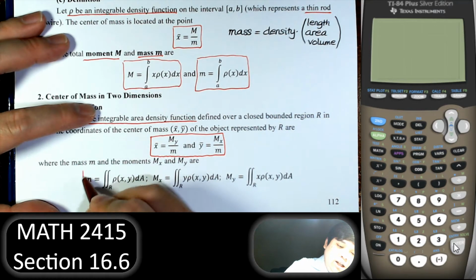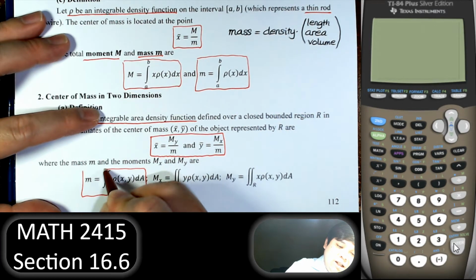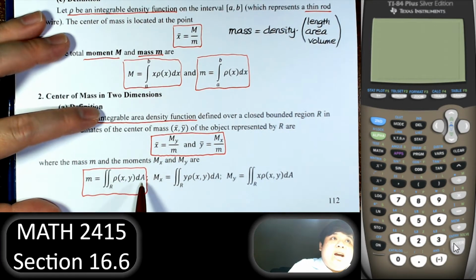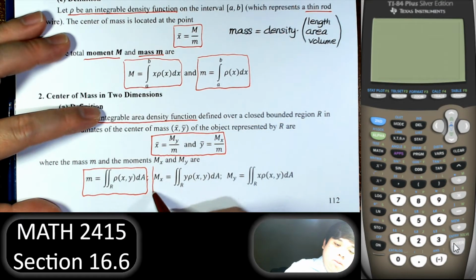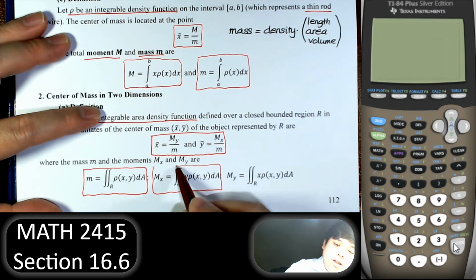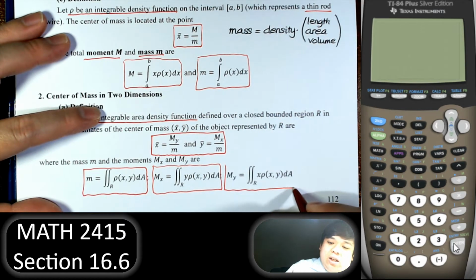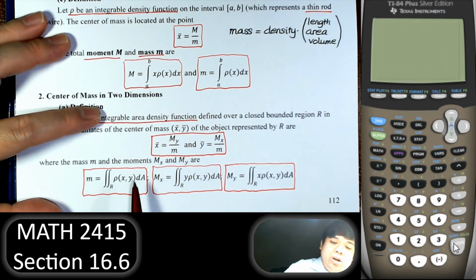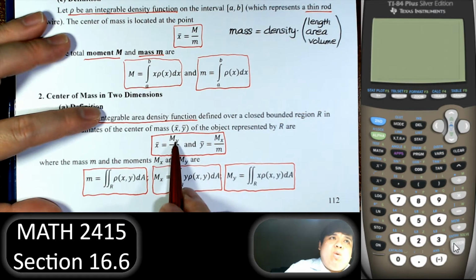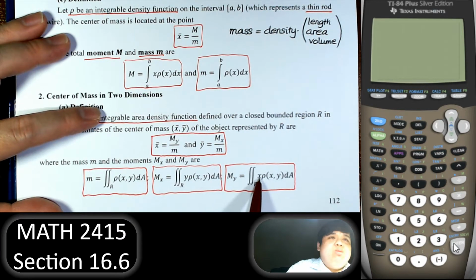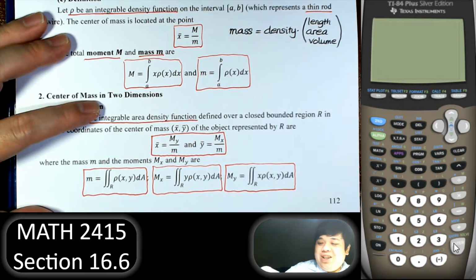And it is given by the mass, which is the density times the area. Moment Mx is equal to that, and My is equal to that. So what is the deal where we say x bar and we use My, but then in My we have to multiply by x? What's that about?